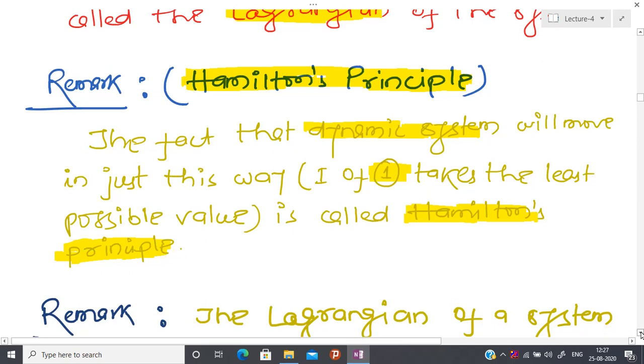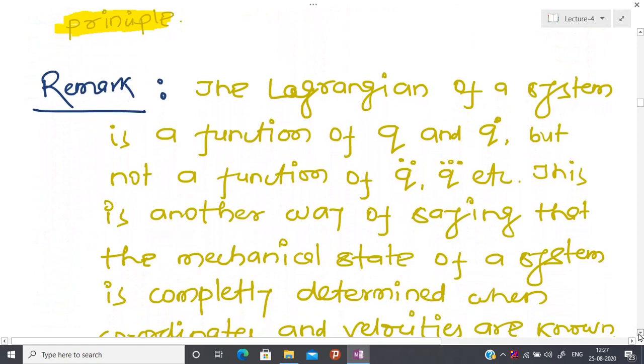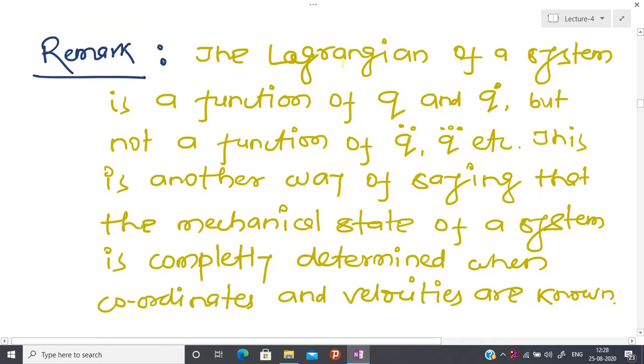And now let us see this remark. Here we are saying that the Lagrangian of a system is a function of the generalized coordinate and the derivative of the generalized coordinate, but not a function of higher derivatives. It means that if q can be interpreted as position, then q dot is velocity, q double dot is acceleration, and q triple dot is jerk. Then the Lagrangian is just a function of the position and its first derivative.